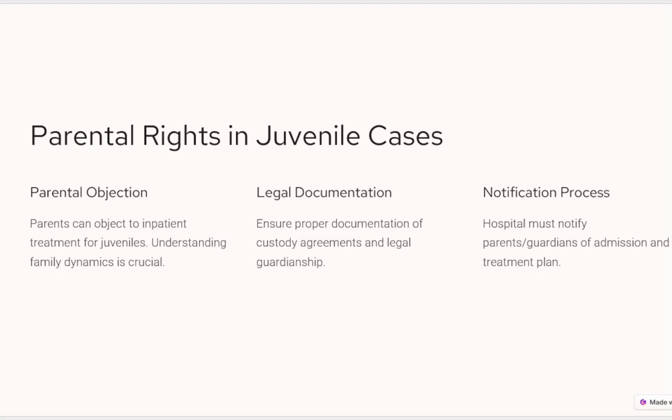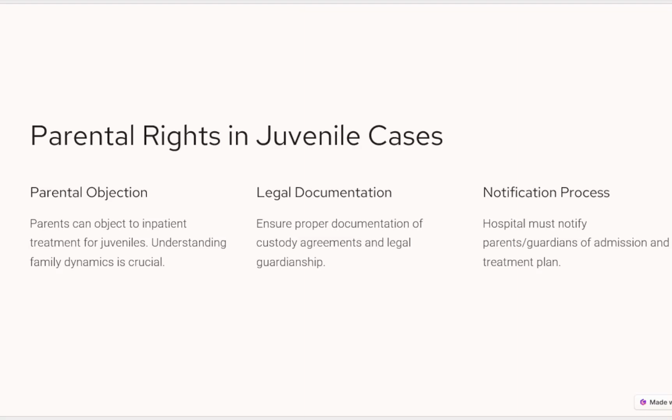Parents have the right to object to inpatient treatment if a juvenile has consented to it. This highlights the legal rights of parents and guardians, which must be carefully considered. It is essential for providers to understand the family dynamics they are working with, as often families are involved through court-ordered custody agreements, foster care, or other legal arrangements. Therefore, it's crucial to ensure that proper documentation is in place, including court orders that identify the child's legal guardian and the parent who has parental rights. This information helps us determine who our target population is and guides the appropriate steps we need to take.